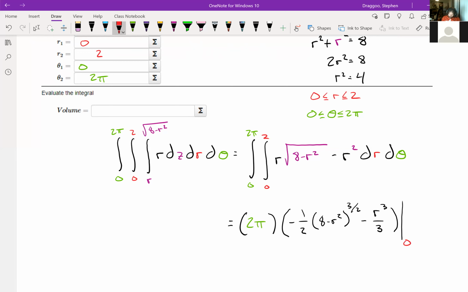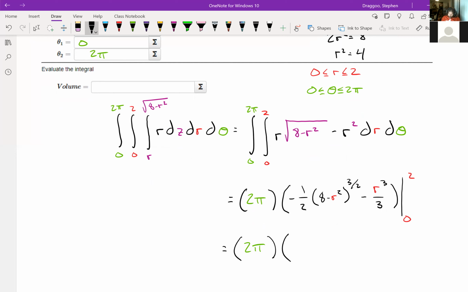If we do that, we will get still 2 pi. That part hasn't changed. What does this look like? Negative 1/2 times 8 minus 4 is 4 to the 3/2, minus 2 cubed is 8 over 3, minus a negative 1/2 times 8 to the 3/2, minus 0.